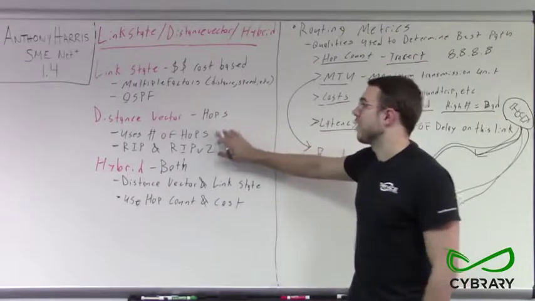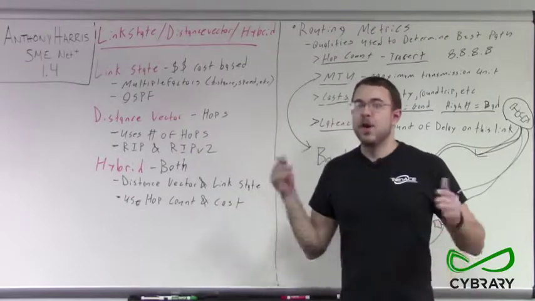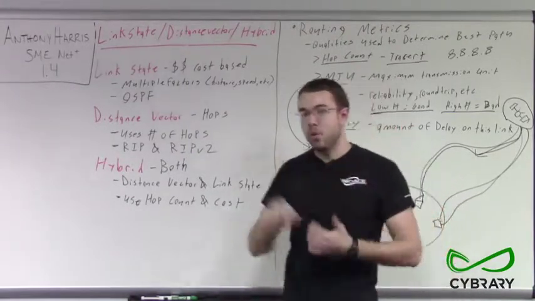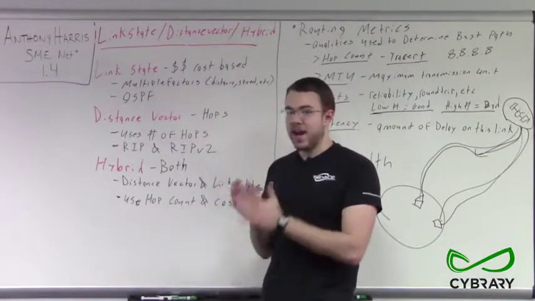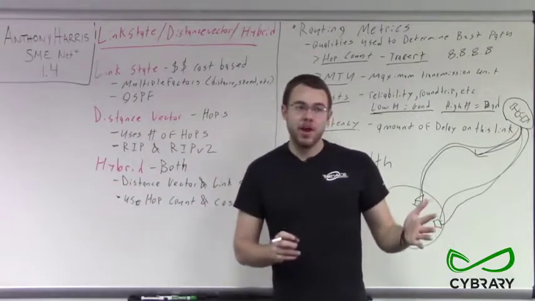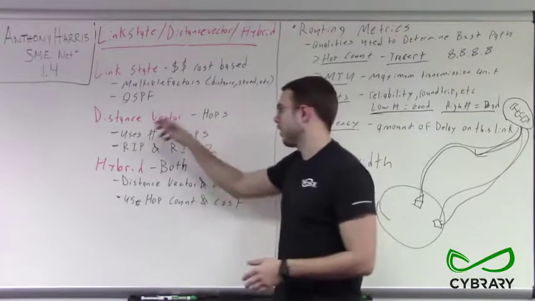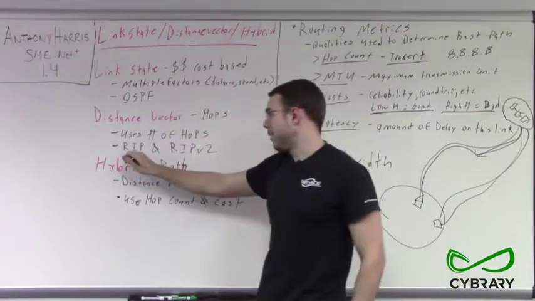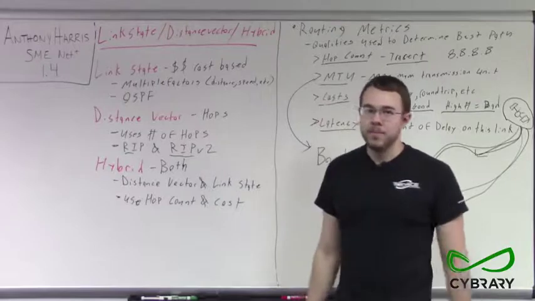Then we have distance vector. Distance vector protocols are just based on hops. They are just based on the distance, the number of hops that it takes for me to get from point A to point B. If I have a way that I can get to this location and it takes me 1 hop, and I have a way that I can get to this location and it takes me 2 hops, I'm going the way that it takes me 1 hop, because that's what distance vector does. It just bases it on hops. And examples of protocols that use this are RIP and RIP version 2.